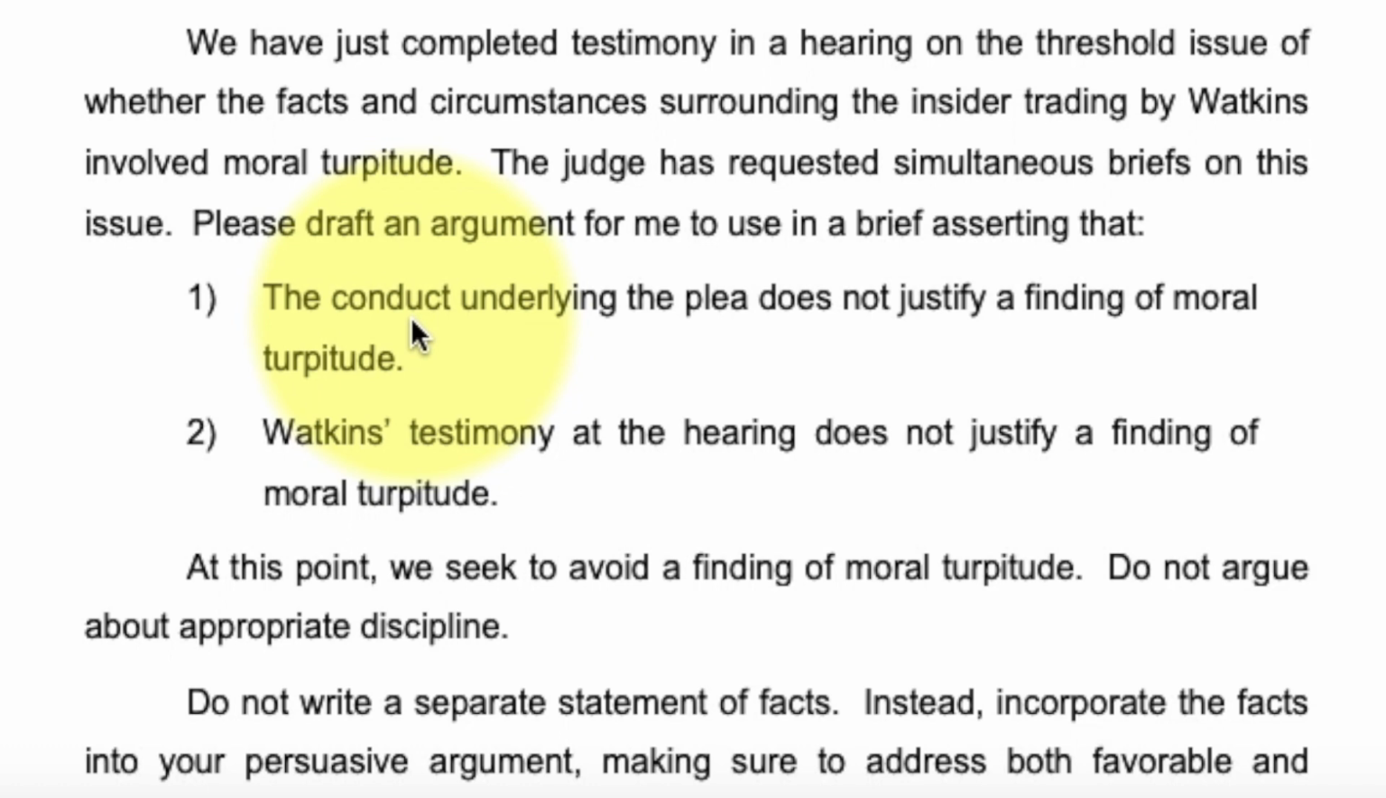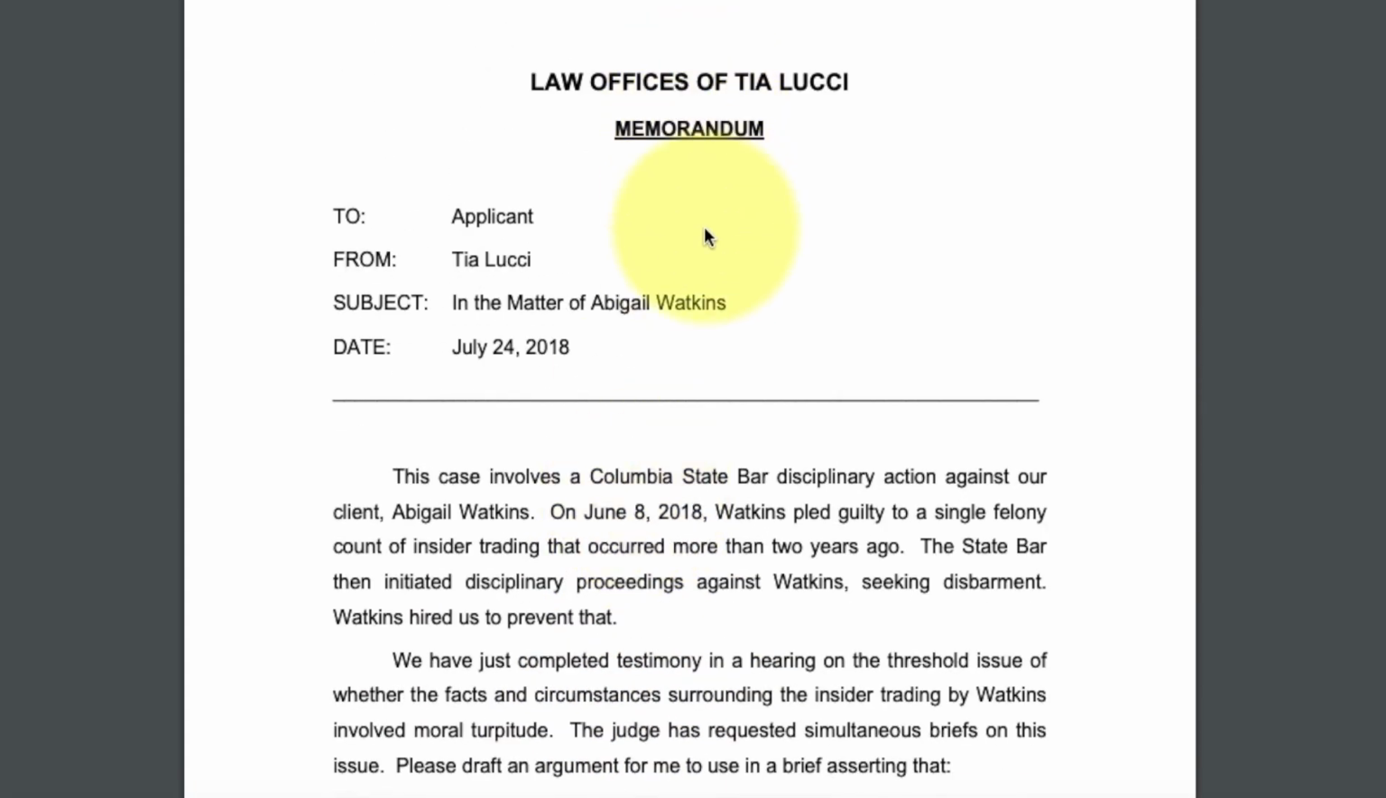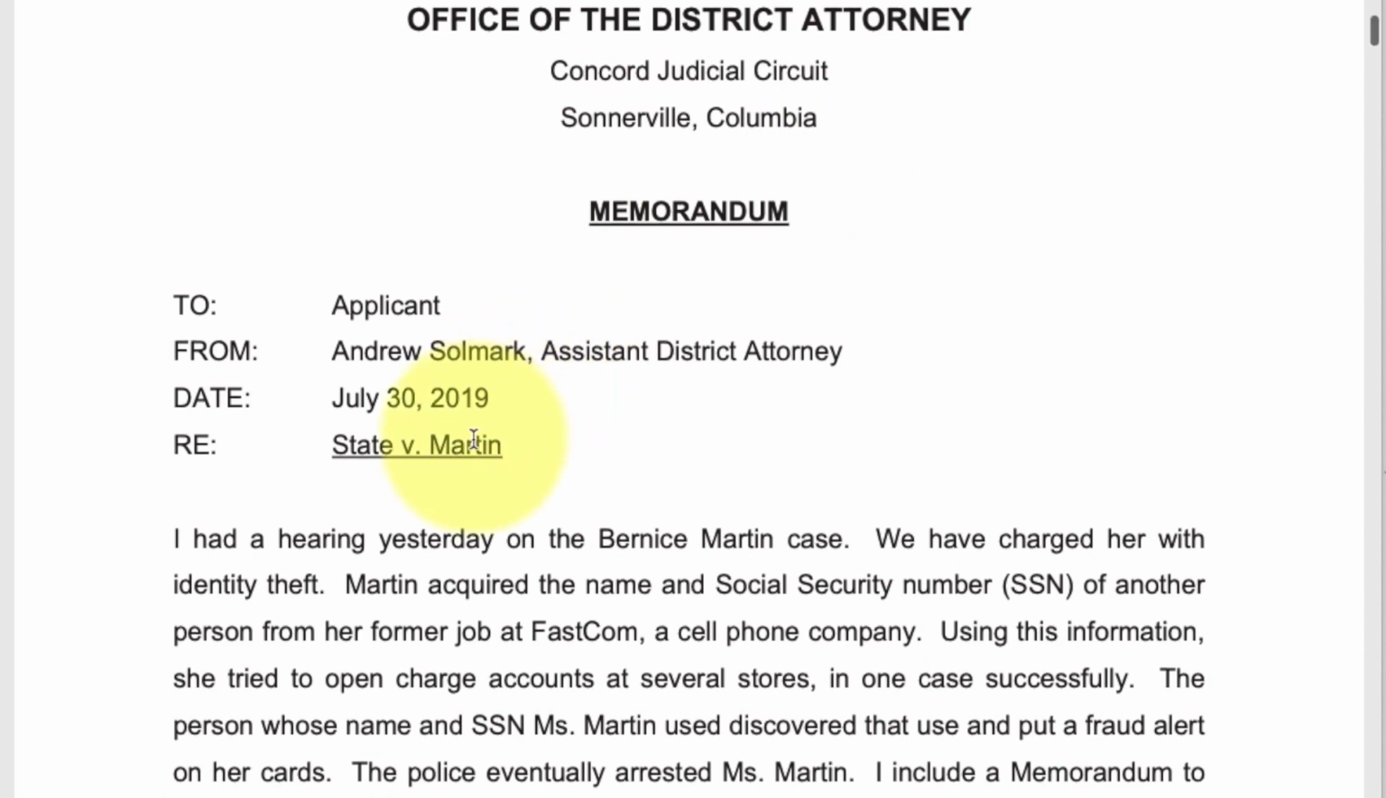But this is not always the situation. In fact, in the last 3 performance tests, since this particular performance test, the major issues in the file have not been in the memorandum. They have been in other documents within the file. Let's look at an example of where the major issues are not located in the memorandum. And here we're looking at July 2019, State versus Martin.